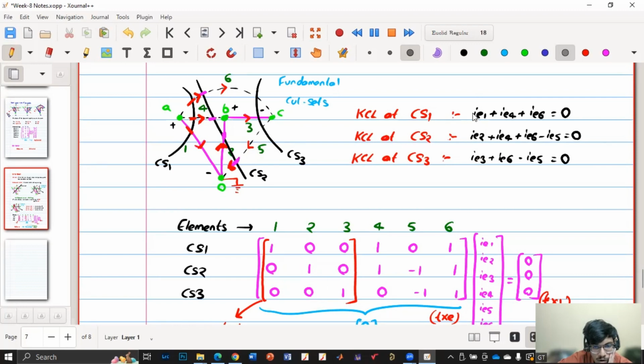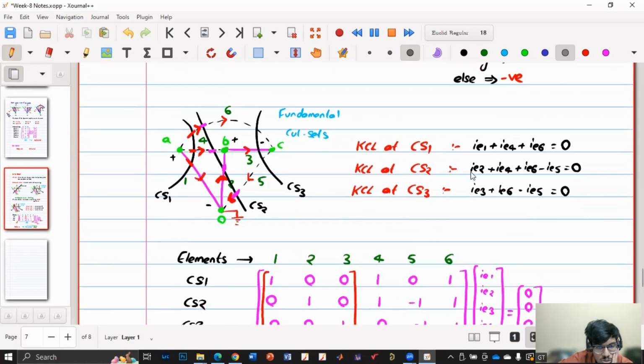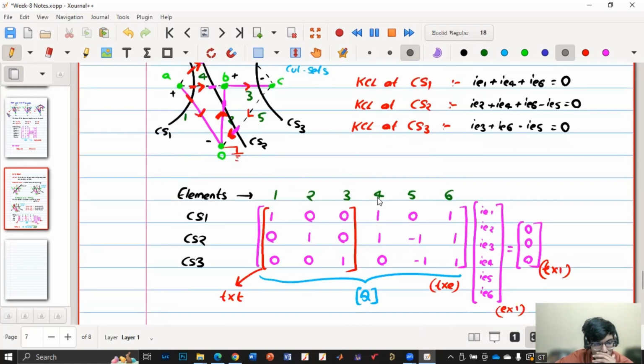Only then will you get the unity matrix here. If you had considered negative, minus IE1, minus IE4, minus IE6, here you would get minus 1, which is not the identity matrix. So the convention is that the twig coefficient should always be positive. Accordingly, the convention changes for different cut sets. Understood? Yes, sir. Okay.